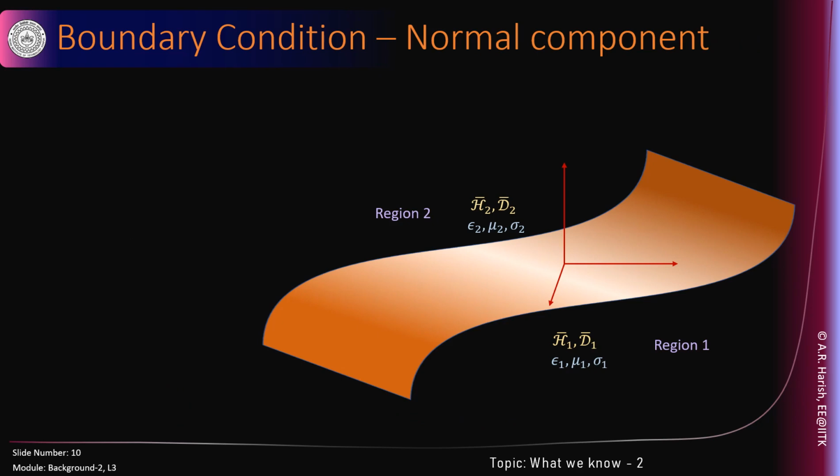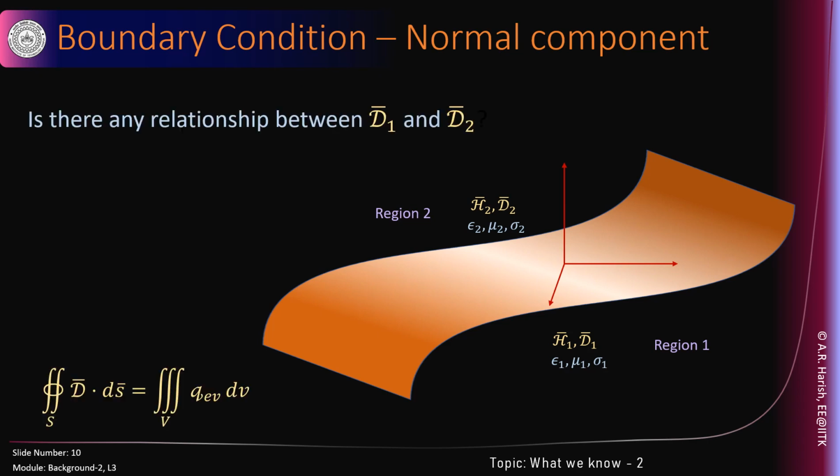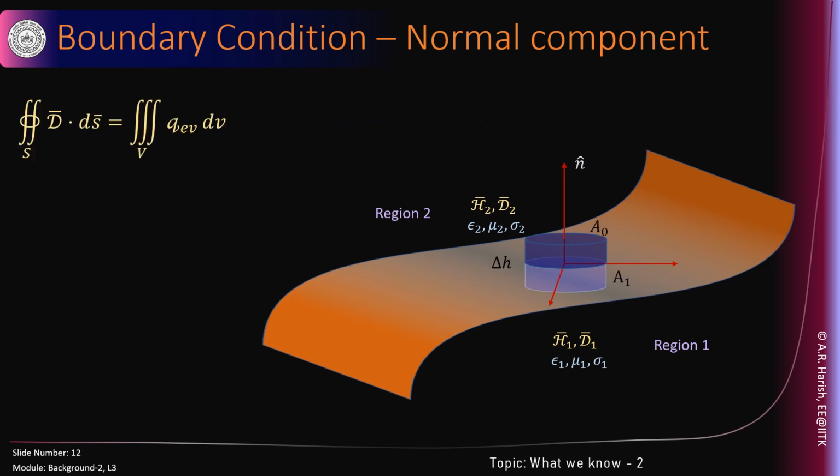Once again, we will go back to the same problem of two regions separated by a surface S, and we use Gauss' law to find out the relationship between D1 and D2. For this, we construct a pillbox of volume V with a surface S. Half of it is lying in region 1, other half is lying in region 2. And again, we define the unit normal N cap to that surface, and A0 is the area of the flat surface, A1 is the area of the curved surface, delta H is the height of the pillbox.